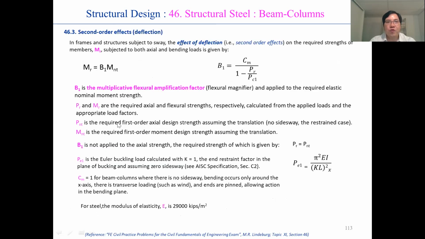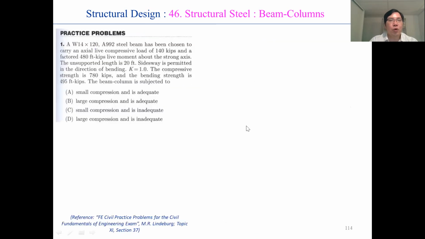And in this slide, I show you the equation applied for the second order effect deflection. So I suggest that when you have more time, you can see the detail of the equation and the parameters that I have written in this slide. Now we can pass on to the practice problems.